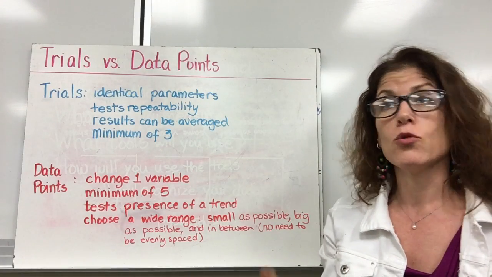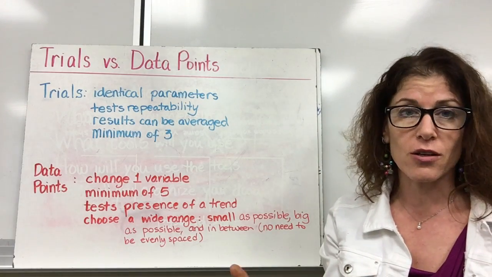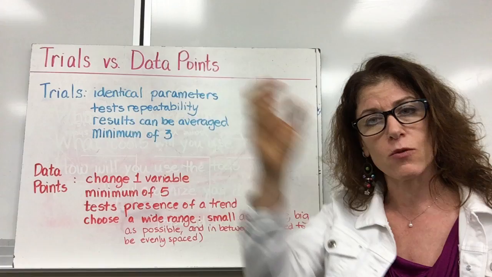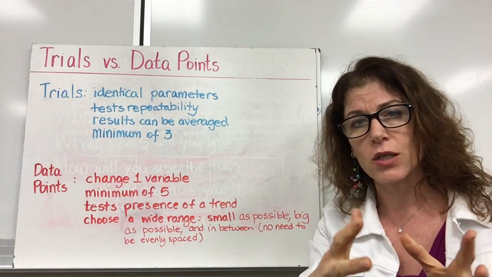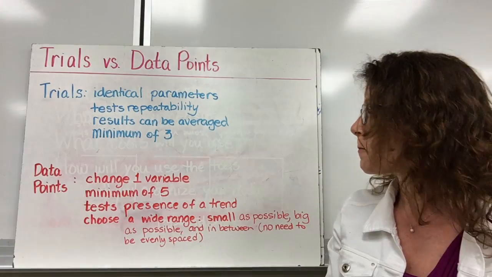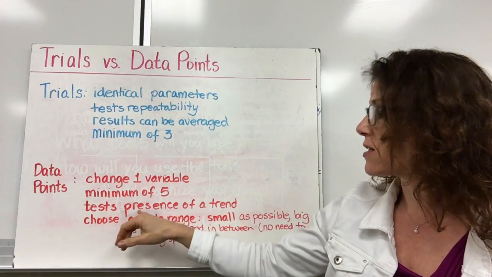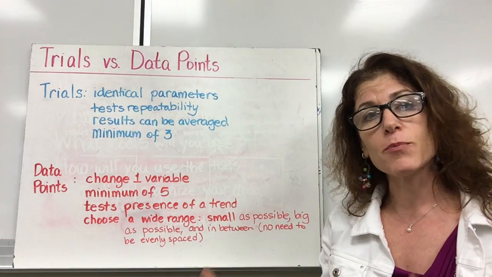There's no rule like you have to do it every 5 centimeters or every 10 seconds. You don't have to space them evenly. Small, big, 3 in between. That's all you have to worry about. We're looking to test the presence of a trend. That's what data points do.